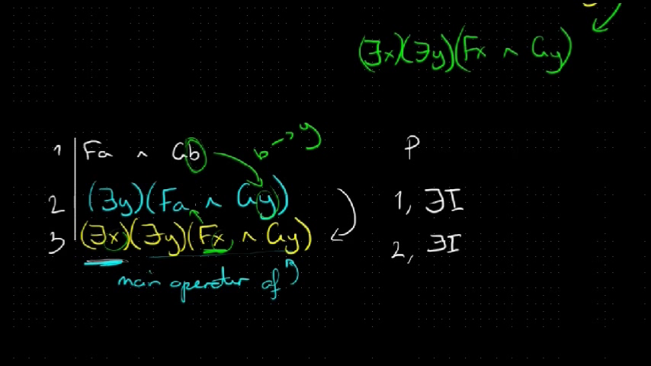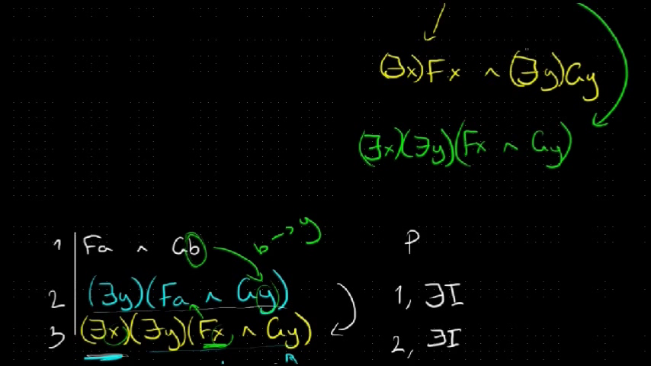So again we said, look, we've got FA here, so we'll replace A with X, and we'll bind that with an existential quantifier at the front of the formula. And again, because we're applying it to this whole formula, the whole formula on line 2, that means that the existential quantifier has scope over that entire line, so it has to go in front of everything.